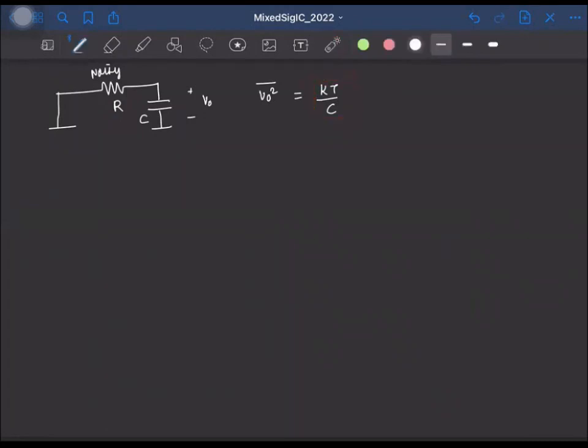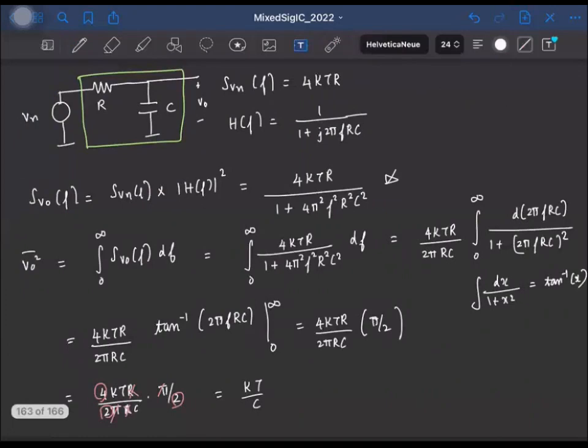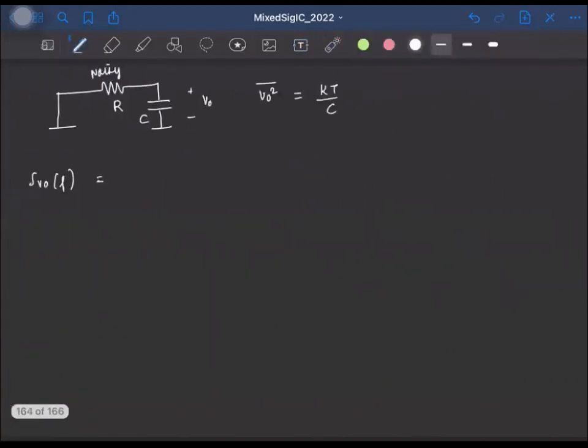So what do you think is happening? So please pause the video and think about it. So what's happening is the following. If you look at the power spectral density of the output, that is this guy. So it is 4kTR by 1 plus 4 pi squared f squared R squared C squared.